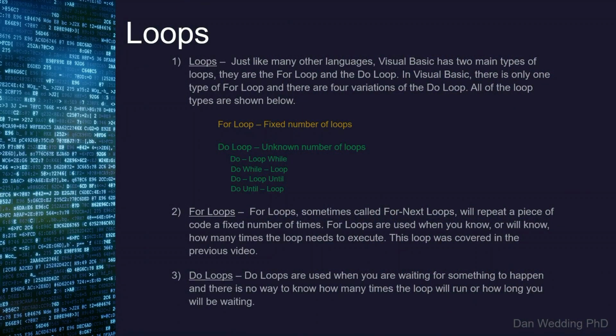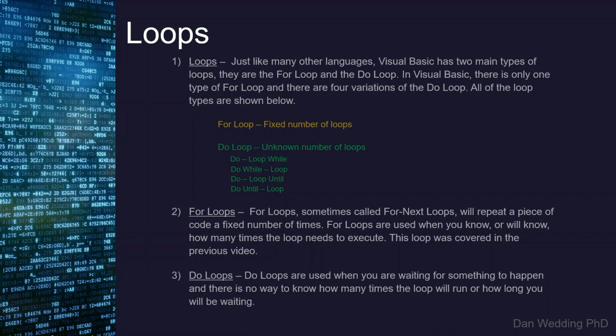Just like many other languages, Visual Basic has two main types of loops. They are the for loop and the do loop. In Visual Basic, there is one type of for loop, and there are four variations of the do loop. All of the loop types are shown below.